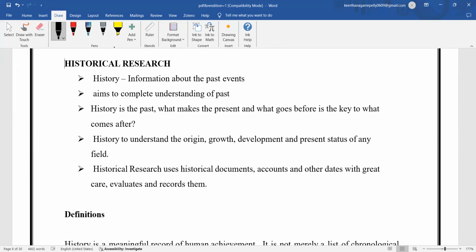It is information about the past events. History is information about past events, and it aims at a complete understanding of the past. It tries to understand the past events as well as possible. History is nothing but the past. What makes the present and what goes before is key to what comes after. Here he is trying to make a point, and as you can see, it's a bit tricky to understand.